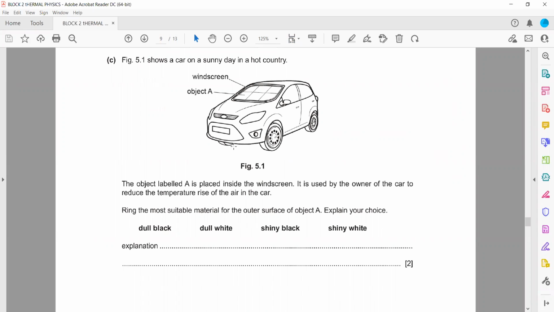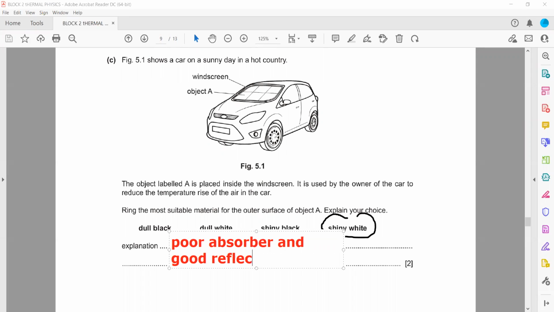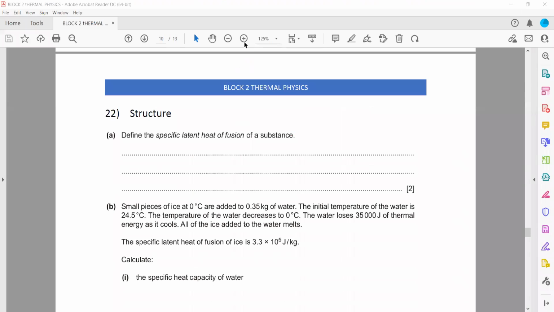So it should be a shiny and white surface, because dull and black surfaces are good absorbers. We don't want to absorb too much energy, so it should be shiny and white. And what is the reason for that? Because shiny and white surfaces are poor absorbers and good reflectors. So as a result, when the heat energy is coming from the sun, most of it will be reflected. So the temperature of the air inside the car will not rise too much.